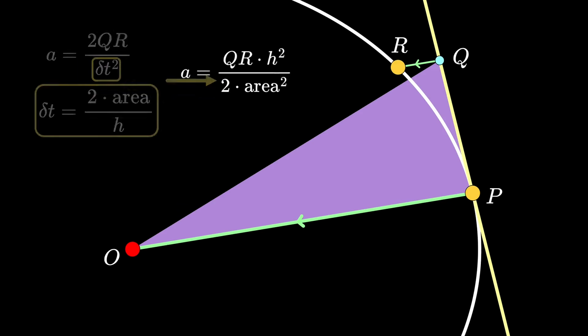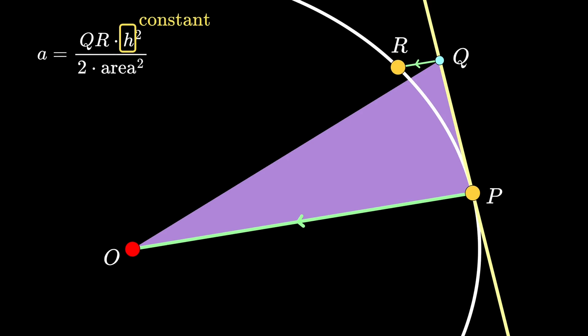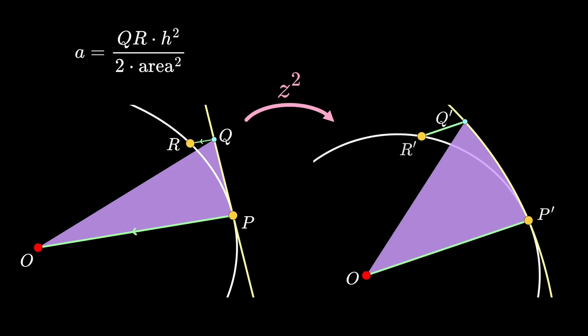Since h is angular momentum, it is a constant, so once we set a value for h, this formula only relies on the geometry of the orbit. Also note that the ratio should be understood as the limit as delta t tends to 0. Now let's treat all this on a complex plane, square the whole setup, and see what happens. This is the result of squaring everything.